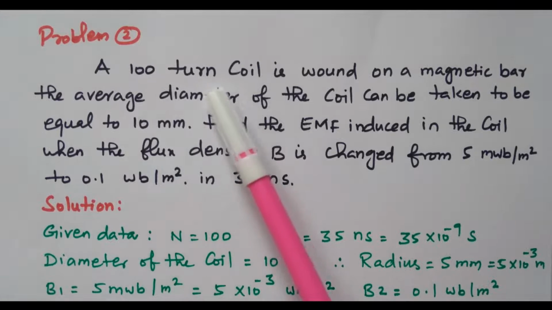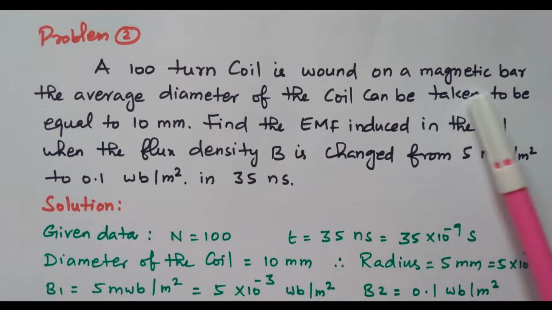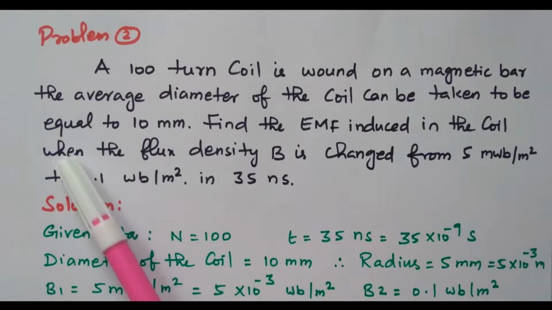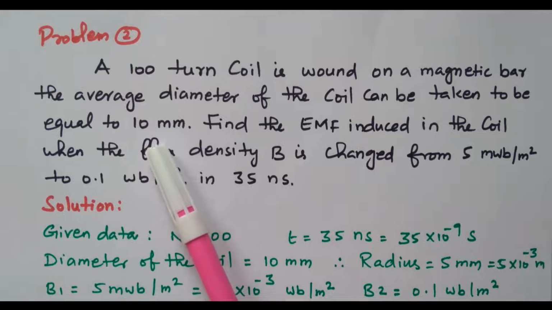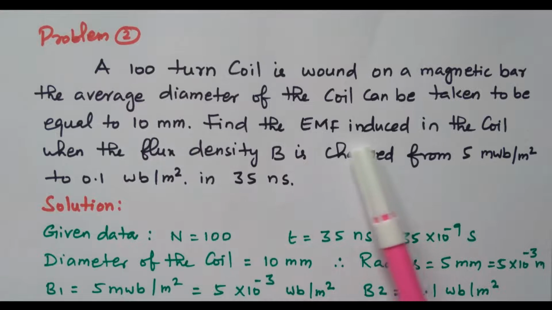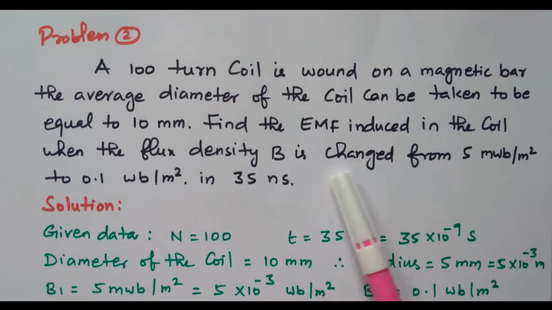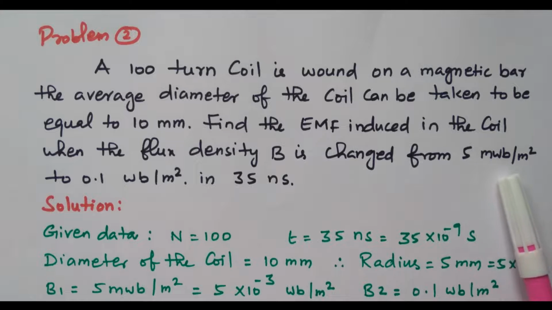A 100-turn coil is wound on a magnetic bar. The average diameter of the coil can be taken as equal to 10 millimeter. So this diameter is the diameter of the coil. Find the EMF induced in the coil when the flux density B is changed from 5 milliweber per meter square to 0.1 Weber per meter square in 35 nanoseconds.